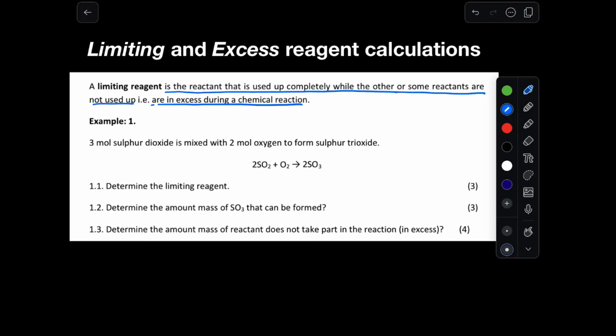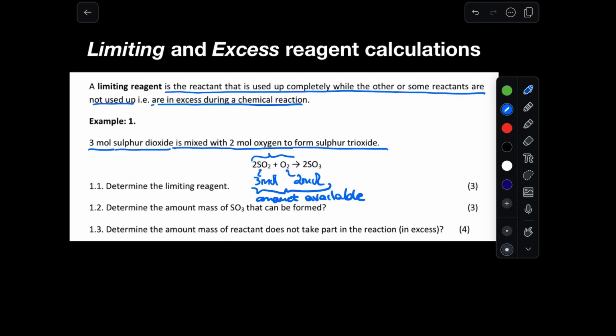Now let's look at this example. It says 3 moles of sulfur dioxide is mixed with 2 moles of oxygen to form sulfur trioxide. Here are our reactants: we're given 3 moles of sulfur dioxide and 2 moles of oxygen. These amounts that we are given are the amounts available.